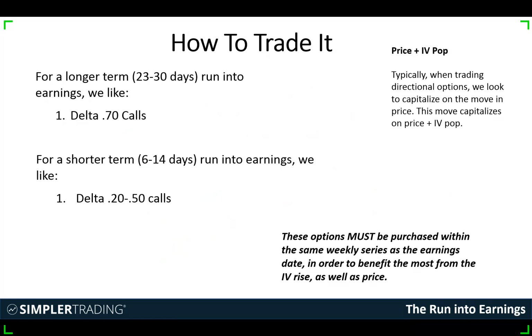And then where do you want to purchase them? You always want to purchase them in the same weekly series as the earnings date. This is very critical. This should have like 5 stars right here.